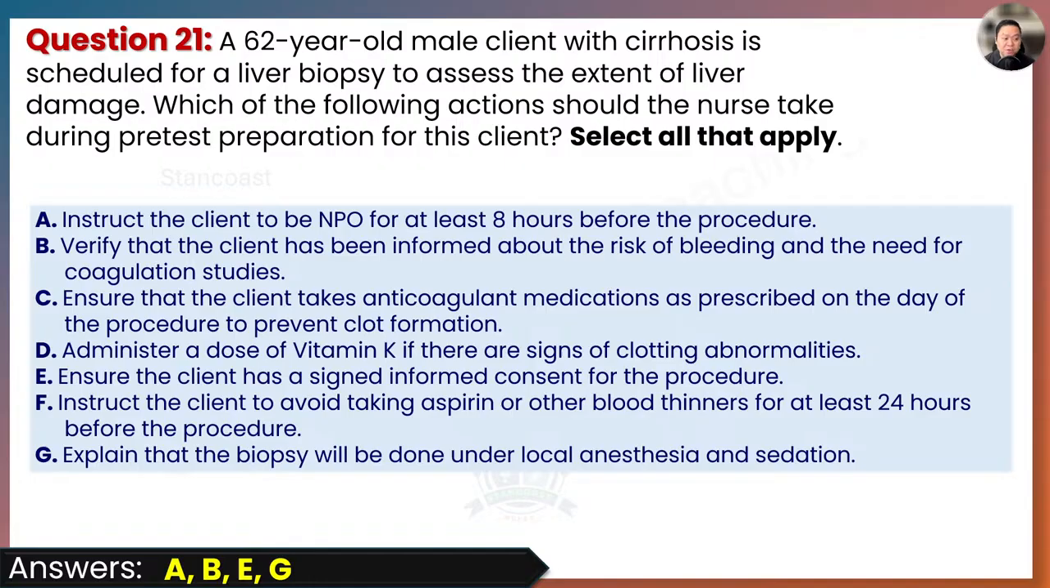Letter G is also correct. It is very critical to explain to the patient that the procedure will be done under local anesthesia to numb the area and also sedation to reduce the anxiety and discomfort. And this will help manage the patient's expectations and also reduce any fear or anxiety before the procedure.